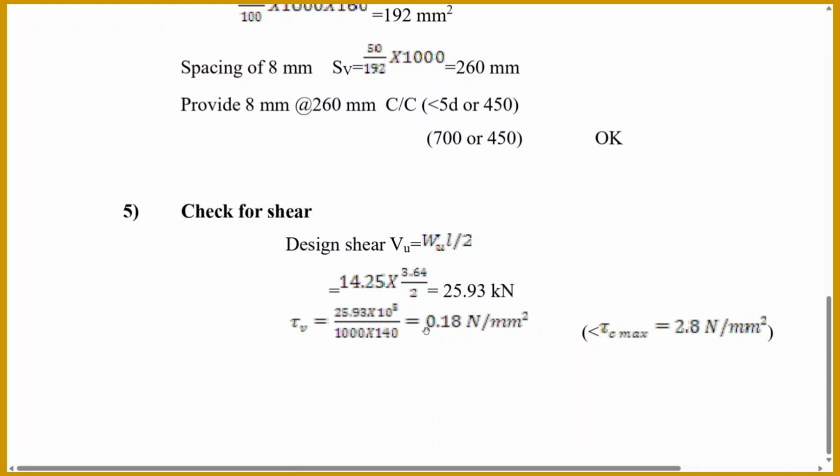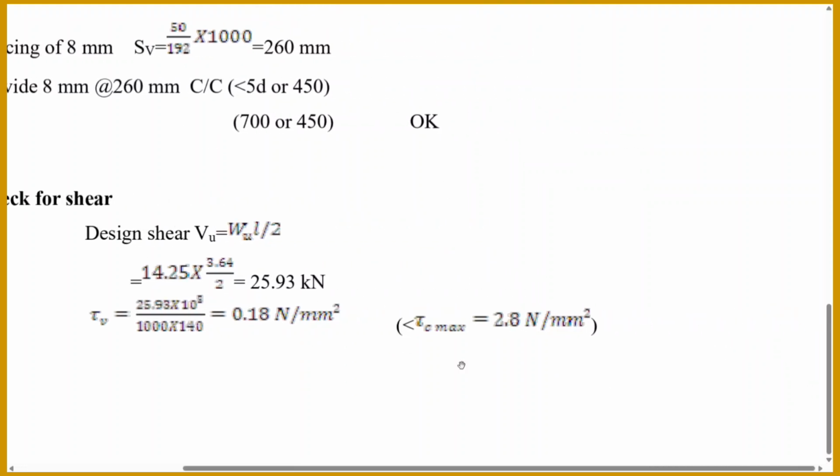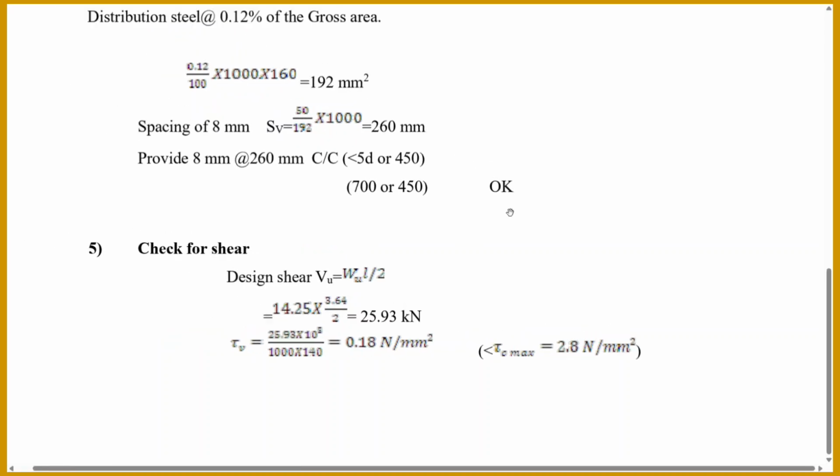You will have to convert in the Newton per mm square. For that you will have to multiply by 10, divided by 1000, divided by 140, and tau c max as per the code. Yes, this is given also in the code, 2.8 kilonewton per mm square. Our slab is okay in the one way shear.